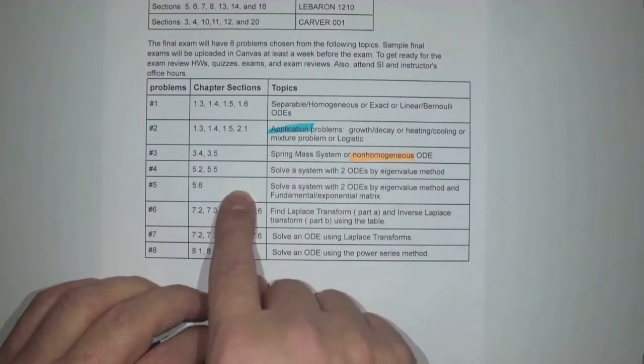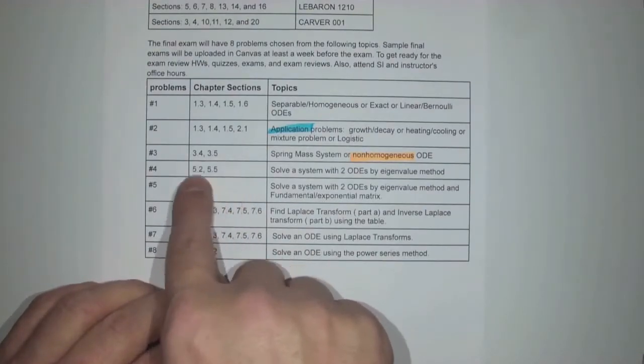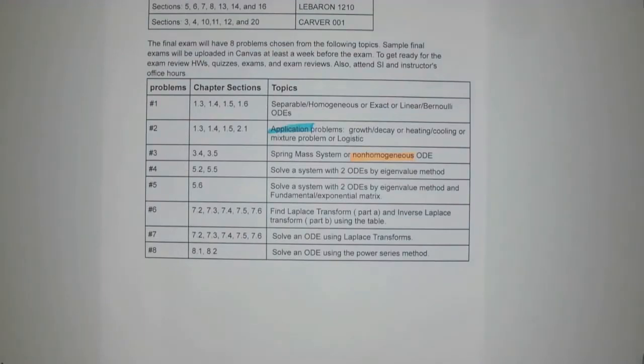Numbers 4 and 5. You'll notice that if you look at the sections, it says 5.2, 5.5, 5.6, which means we're skipping over chapter 4. Because we had a conversation with the instructors earlier today, they said it's okay if you use the techniques of chapter 4, but you don't have to. So you don't need to know the techniques of chapter 4.